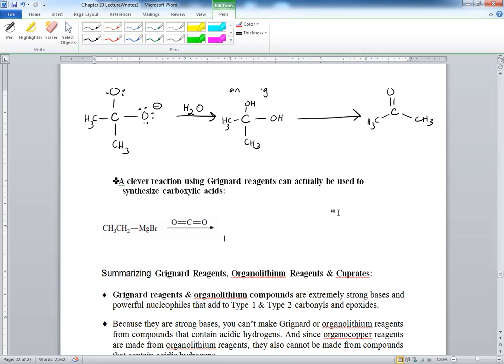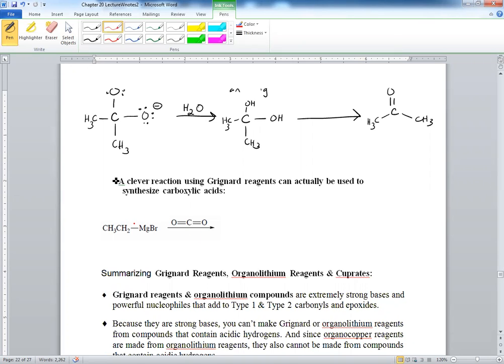So there is a way, we call it a clever reaction, of synthesizing carboxylic acids using Grignard reagents. If you notice in this reaction, we have Grignard reagent and we have carbon dioxide. But carbon dioxide is not, in this case, the gaseous phase, but it's dry ice, so it's solid. If you mix these together, react them, you will produce a carboxylic acid.